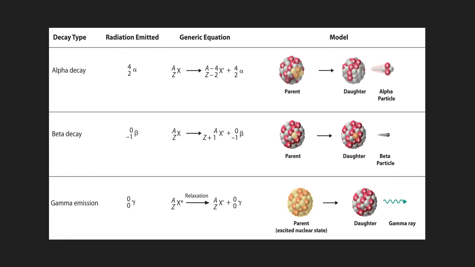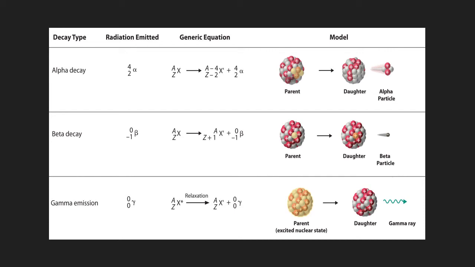This figure illustrates the types of decay: alpha decay, beta decay, and gamma emission. Firstly, alpha decay. Alpha decay is releasing an alpha particle, which has 2 atomic number and 4 mass number. So the new atom's atomic number drops by 2 and mass number drops by 4, as we see.